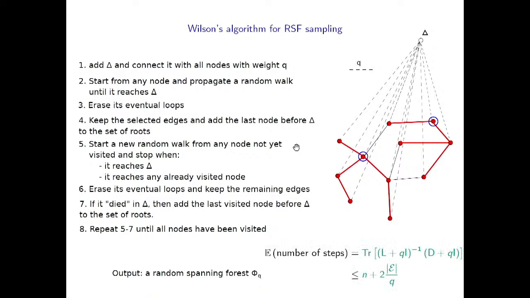The sampling cost: we actually know the expectation of the number of steps of this process. It's exactly equal to this trace here, and it's bounded by n plus 2 times the number of edges divided by q.